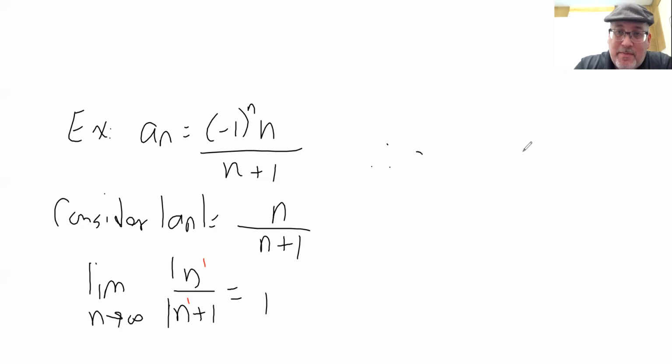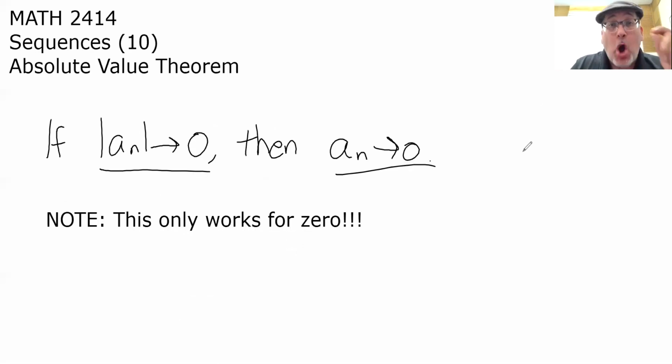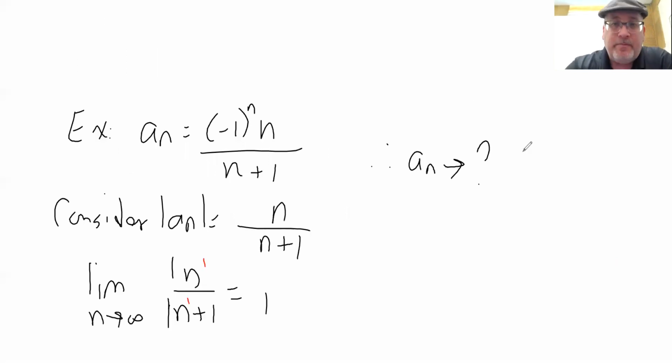So what does that mean about this? The answer is, well, it doesn't mean it converges to 1, because the absolute value theorem only works for 0. If you drop an absolute value and you get a sequence that converges to 0, then the original sequence without the absolute value will converge to 0. So what does this mean? Well, it doesn't guarantee convergence. But I think I can make a stronger statement: it guarantees divergence by oscillation.